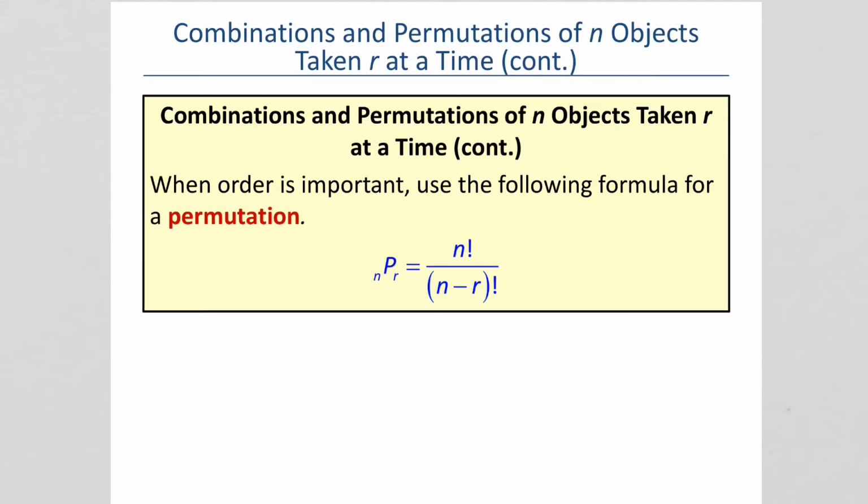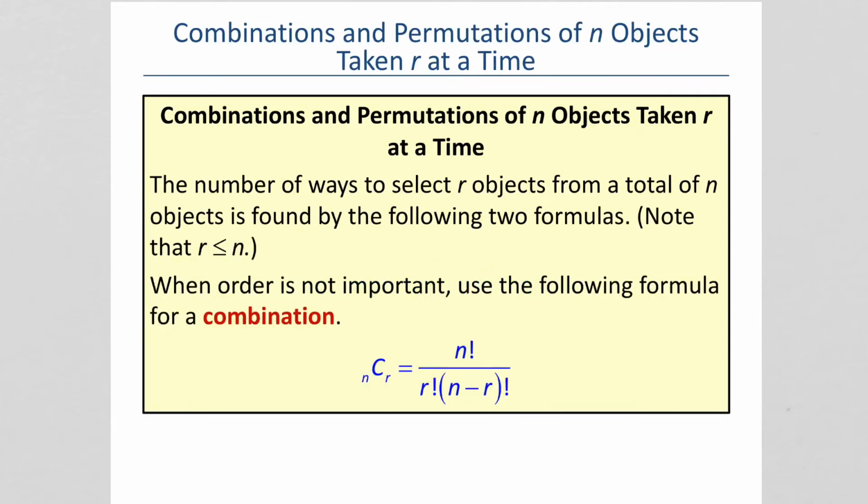And then a permutation is when order is important. NPR is N factorial over just N minus R factorial. Notice the only difference is in combinations we have this R factorial also on the bottom.